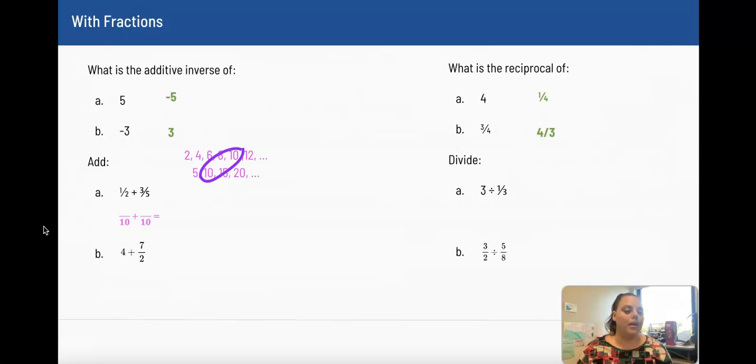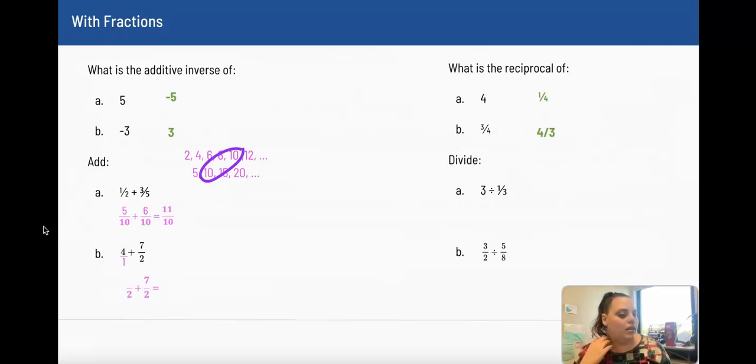Now I need to determine what my numerator is by looking at multiplication. 2 times what number gets me 10? Well, it's 2 times 5. So I'll do 1 times 5, which is 5, to get my numerator. For 3/5, 5 times what gets me to 10? Well, 5 times 2 gets me to 10. So 3 times 2, 6, gets me the numerator for my fraction. 5 plus 6 is 11. 11/10 is my answer.